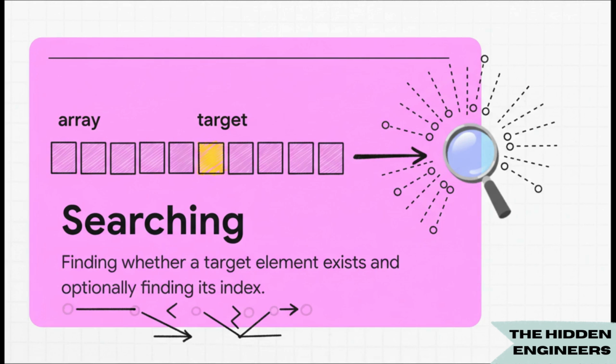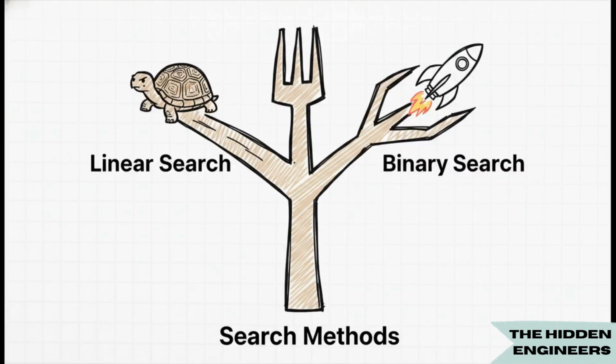The how, well, that's where things get interesting. When we're talking about arrays, it really boils down to two main strategies. You've got linear search, which is kind of like the simple, reliable workhorse, and then you have binary search, the super fast, high-speed specialist. Let's start with the one everybody learns first.